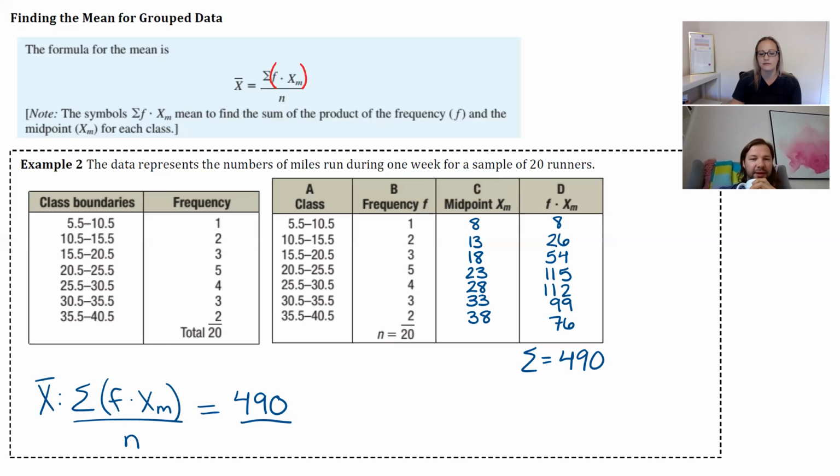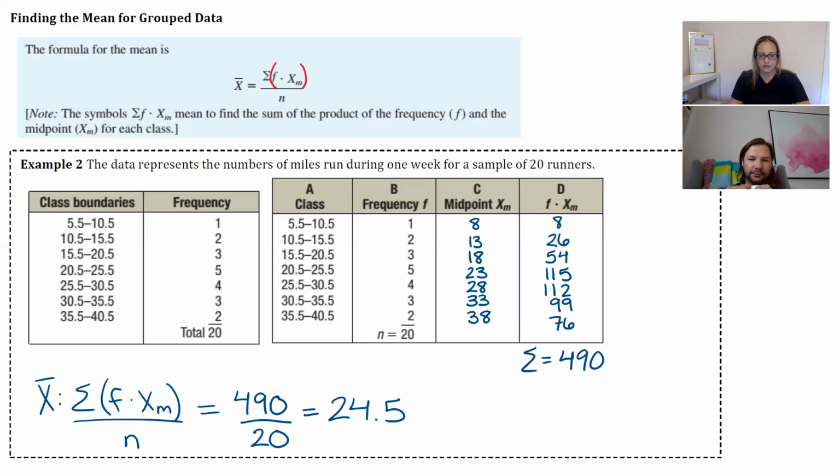You just sum up down column B? Yep, so you might have to take that extra step on some of the problems online where you actually add up all of those frequencies and that'll give you your total. Sometimes they give it to you, sometimes they don't. Okay, so we'll do 490 divided by 20, and that comes out to 24.5. So that's our mean there.